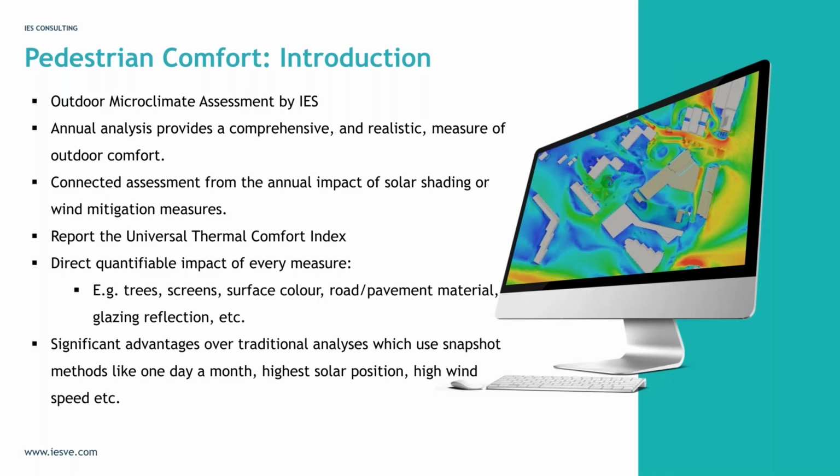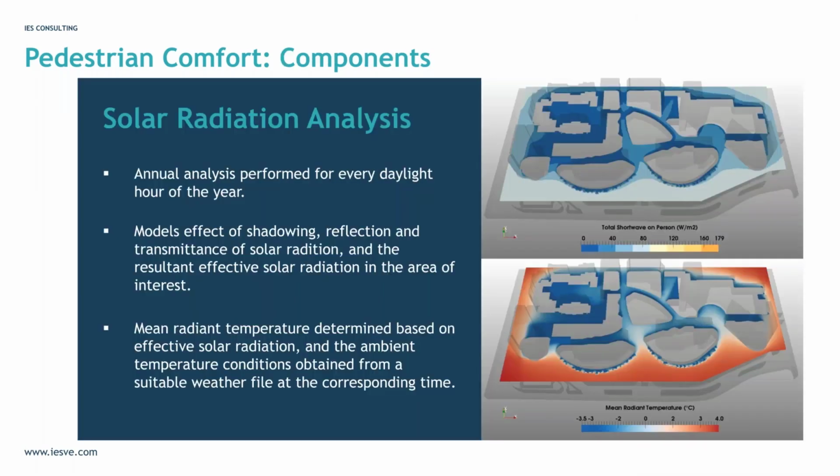Let's look at the first component now, which is the solar radiation analysis. So the first part of the analysis is a solar radiation analysis. We will look at and determine the areas of interest on the site, and we will run a Radiance-type solar analysis to determine the actual amount of solar radiation being received at different points for every daylight hour. This assessment will take into account all the different shading and surface property factors on the development.